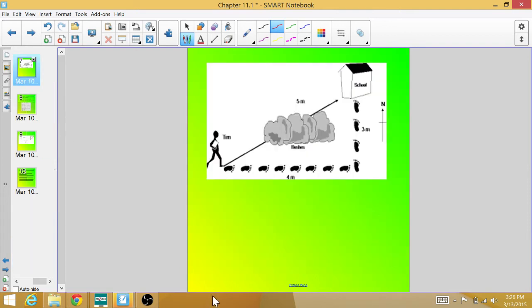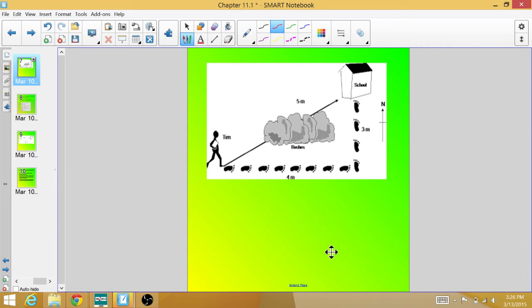Now another example is this guy, Tim. He's walking to school, but there are some bushes in his way. So he has to go around the bushes. So he walks 4 meters to the east, and then 3 meters north, and then 4 plus 3 is 7. That would be his total distance traveled.